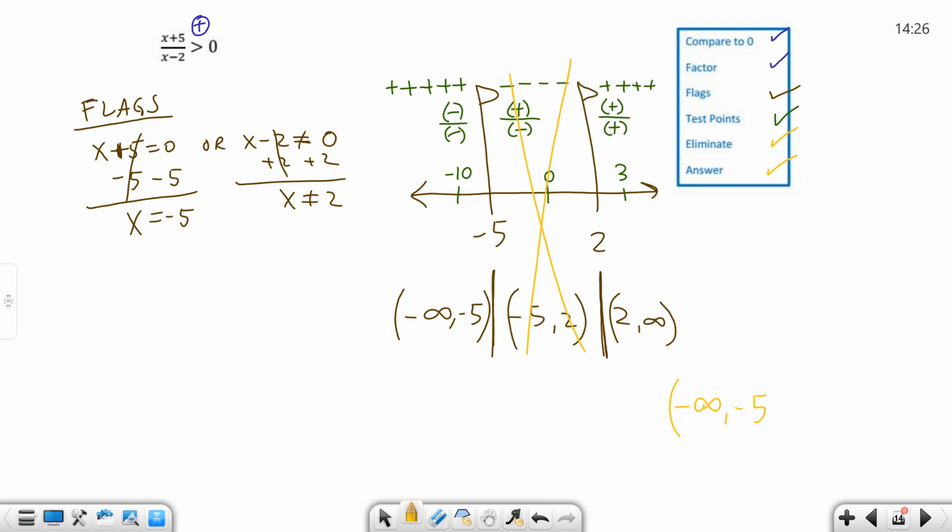Negative infinity to negative 5 with parentheses. It's just the same thing. I'm copying it over here. And then I have another interval, 2 to infinity. And I'm putting a union there between them.